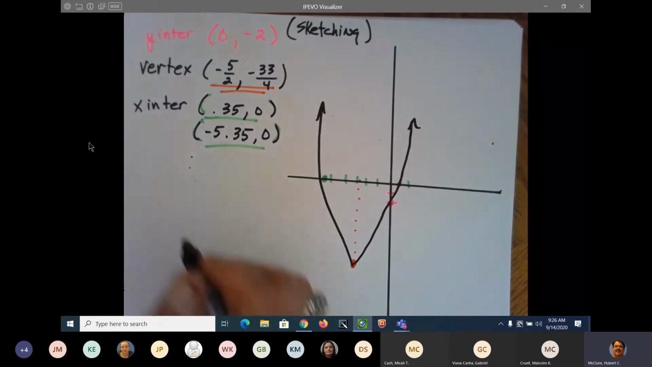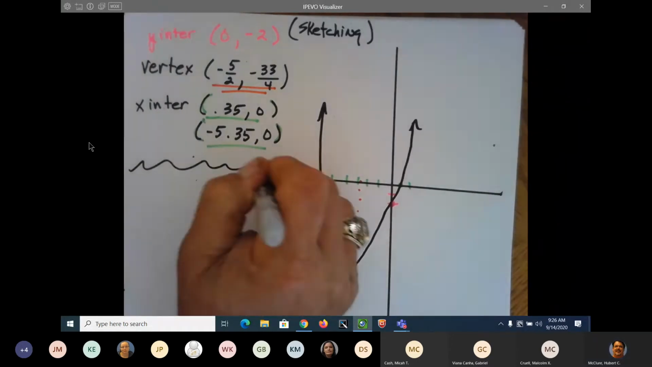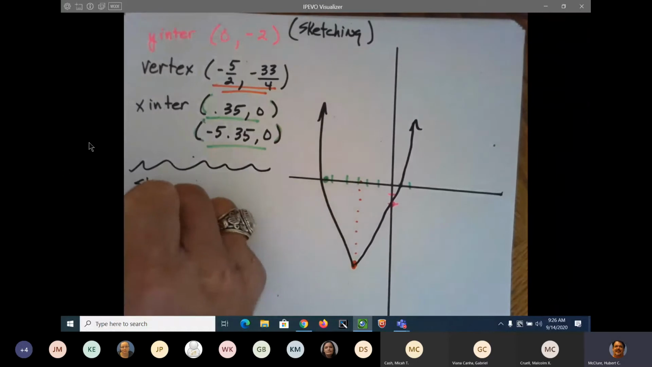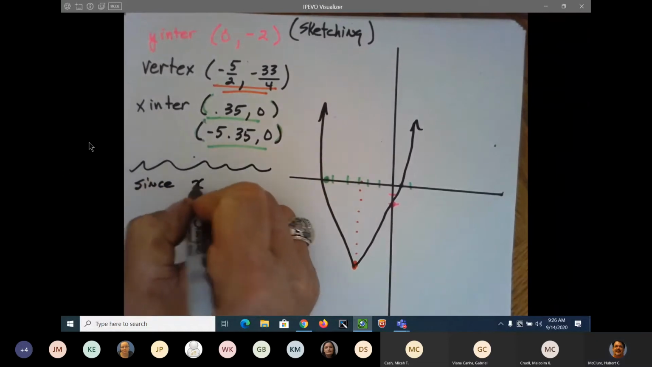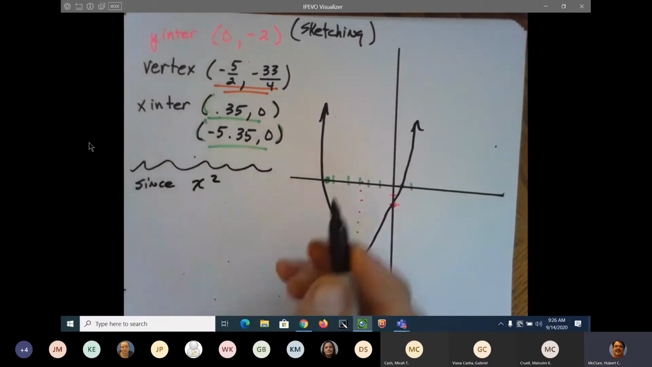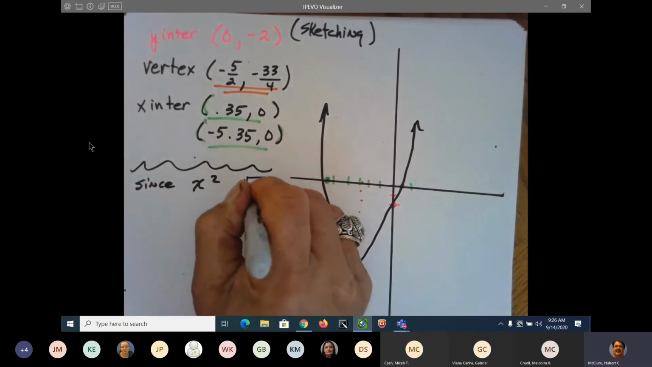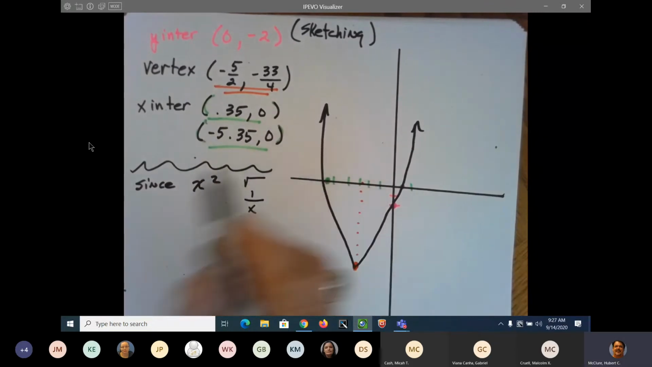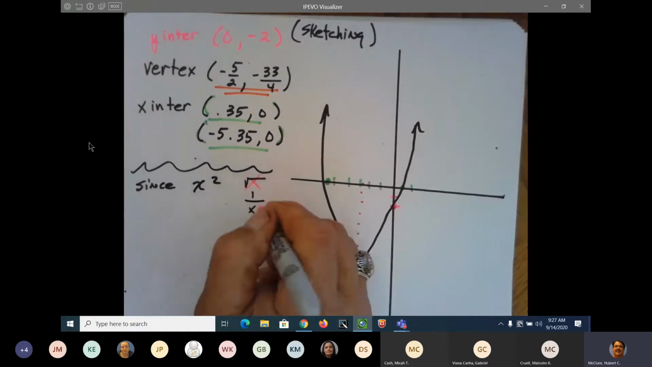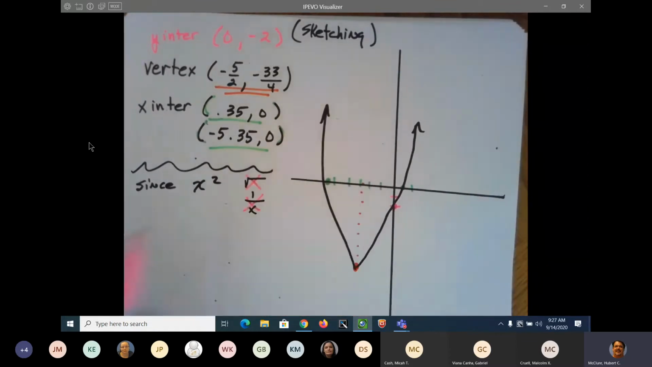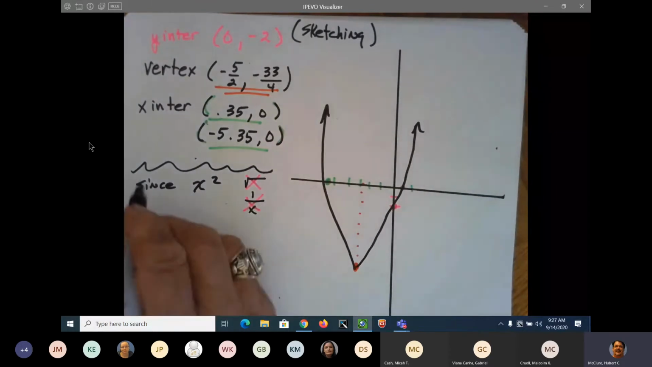Now, since x is to the second, and there's no radical and there's no fraction, okay? So since we don't have a radical or a fraction in the function, the domain is all real numbers.